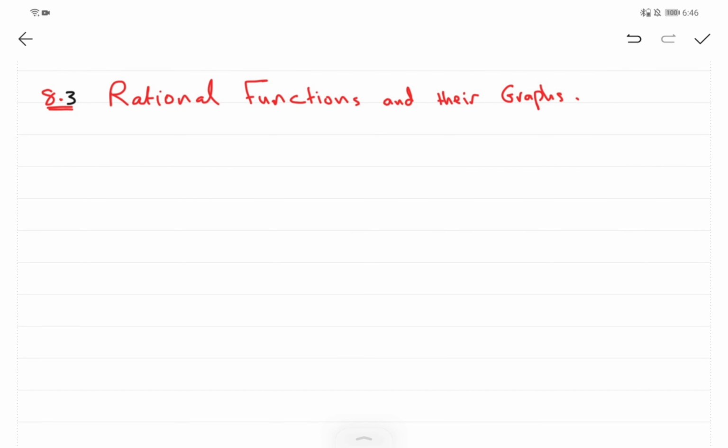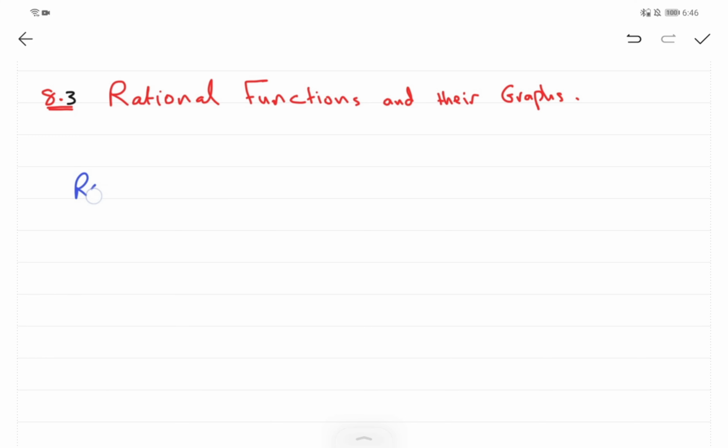Hello everybody. Today I'm going to be talking about rational functions and their graphs. So let's get started with the meaning or the definition of rational functions. So what's the meaning of rational function?